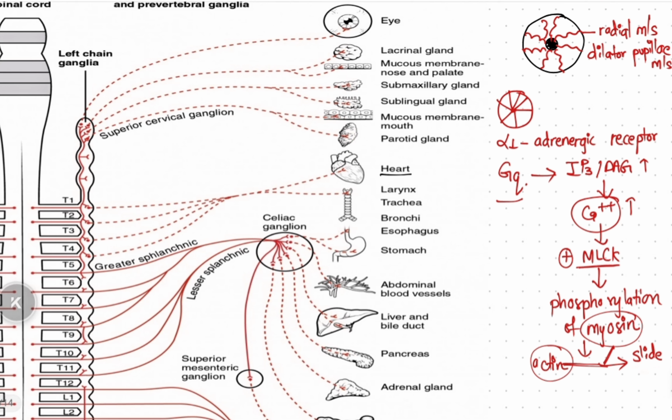So imagine the force or direction of the contraction of the radial muscle. It contracts in this way. It contracts in this direction. So imagine that you are pulling this pupil in this direction. So what is the effect of this?